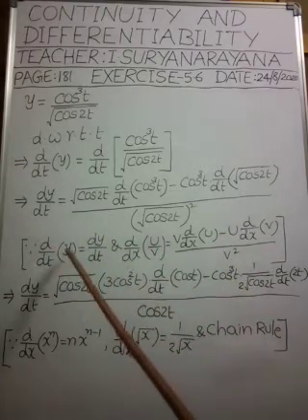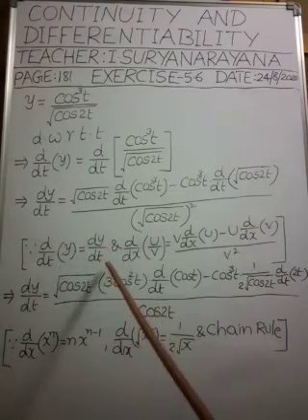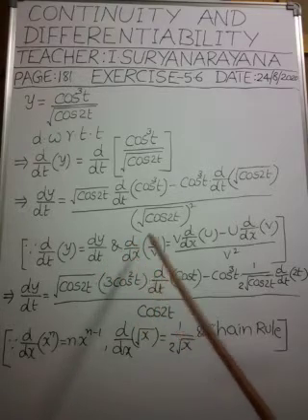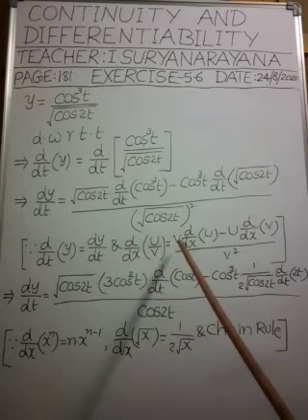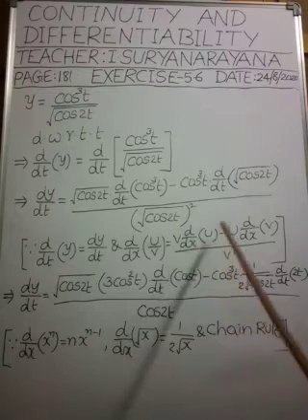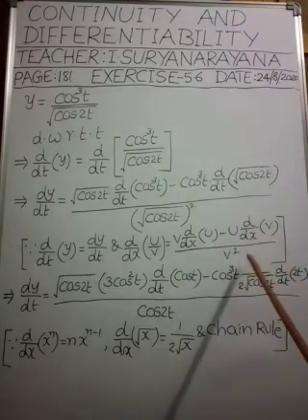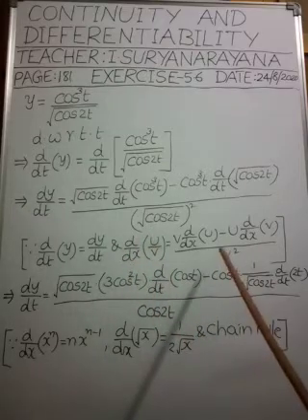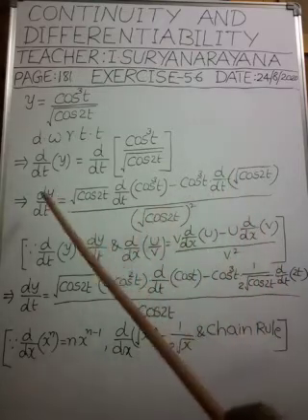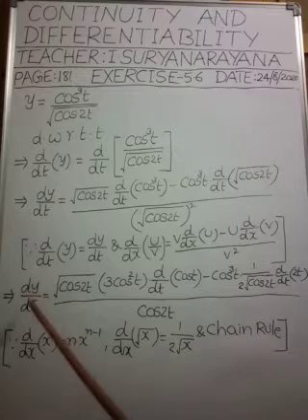d by dt of y is equal to dy by dt, and d by dx of u by v is equal to v into d by dx of u minus u into d by dx of v, by v square. Understood, my children? Right. Now come to the next step. I wrote LHS as it is.